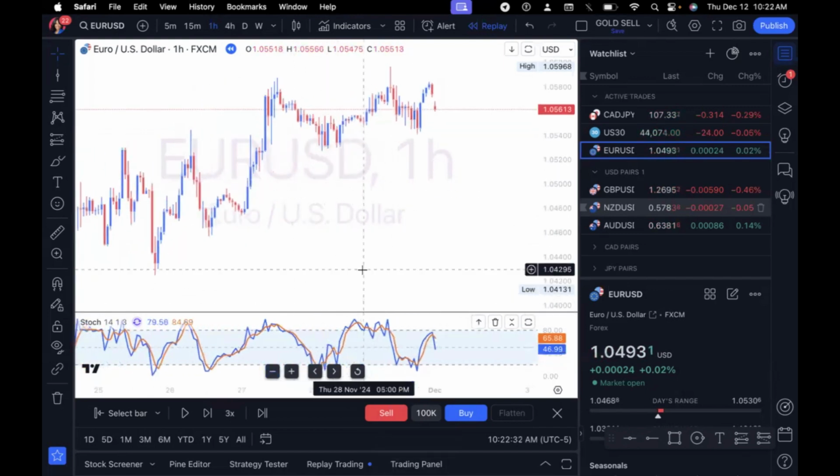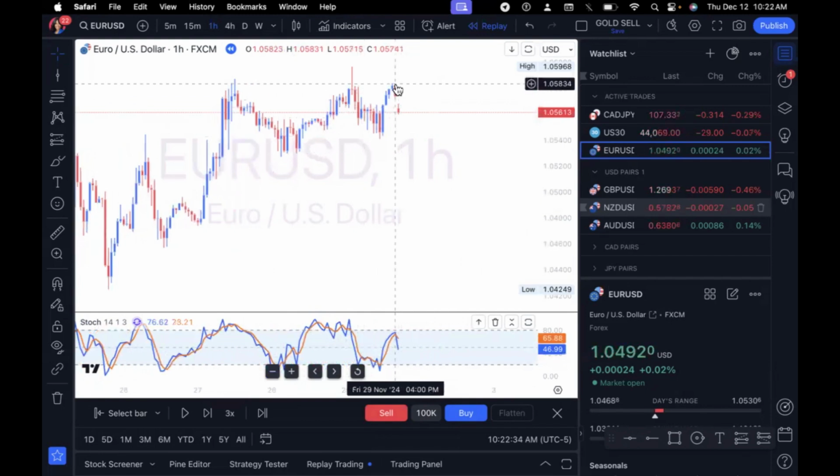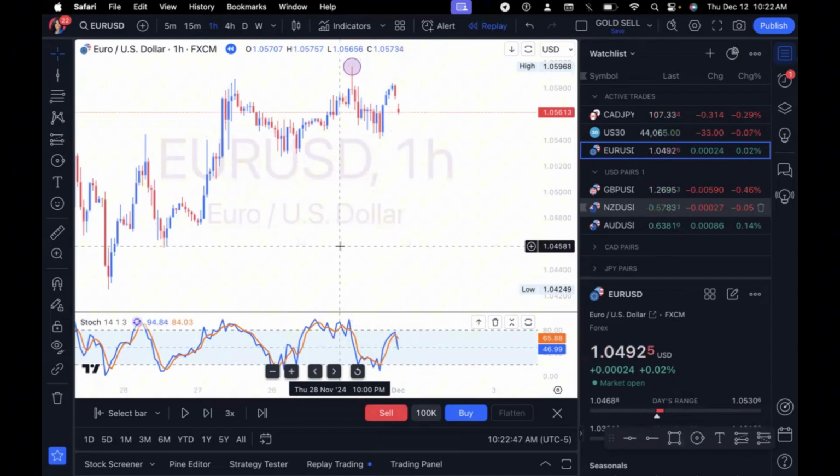So the first thing I noticed was that it looked like the market had already hit a swing high. Now, when I'm talking about a swing high, I'm talking about the highest place that I can see on my chart. Now, this part isn't rocket science. Trading can be rather simple.